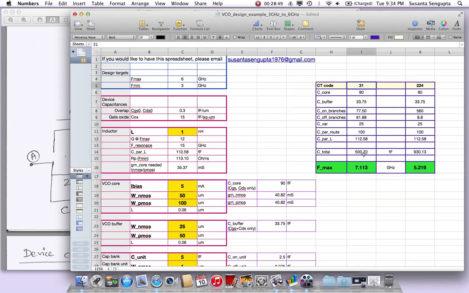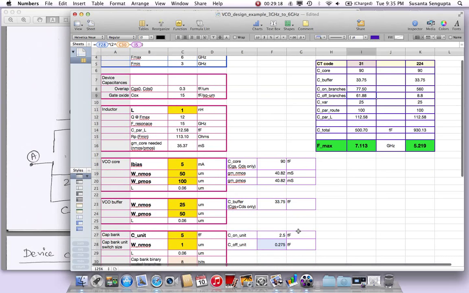How is this frequency calculated? So what is the parasitic capacitance of the core? We have it here, so it's plugged in. What is the parasitic capacitance of the buffer that's plugged in? Now on branches and off branches. Remember, it has got 8 branches. Some of them are going to be on, some of them are going to be off. So the on branch is based on how many are on, 31 times this, and how many are off. Off is going to be 224 times the off capacitance. So the off capacitance is here. So remember, in the unit cap size, we calculate what is the on capacitance and what is the off capacitance.